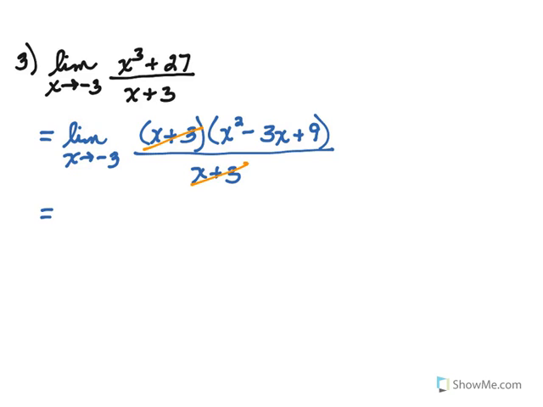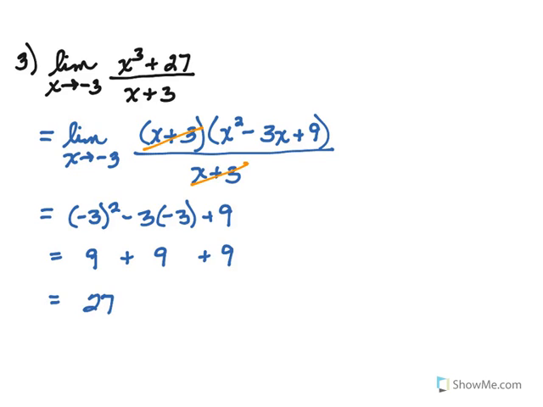And remember our guideline, so long as we still have our variable in question in the problem, we keep our limit notation. Now that we're going to substitute -3 in place of our x's, we don't need the limit notation anymore. So we have -3 squared minus 3 times -3 plus 9. So this yields us 9 plus 9 plus 9, and our answer then is 27.